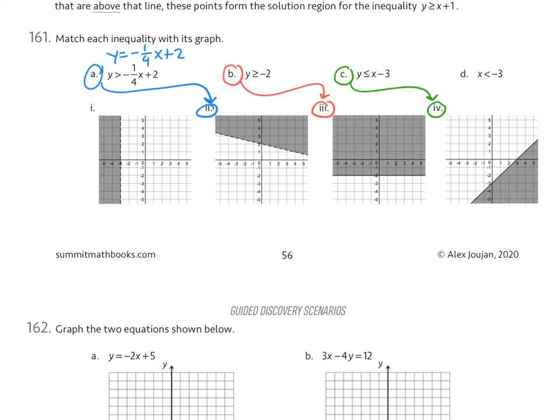Well, we can assume that part D goes with the graph number 1, but let's confirm that that's actually the case. X is less than negative 3. So let's find a dashed line representing x equals negative 3. That would be this. And then this says x is less than, which means x value is to the left of, and we've shaded to the left. So part D goes with graph number 1.